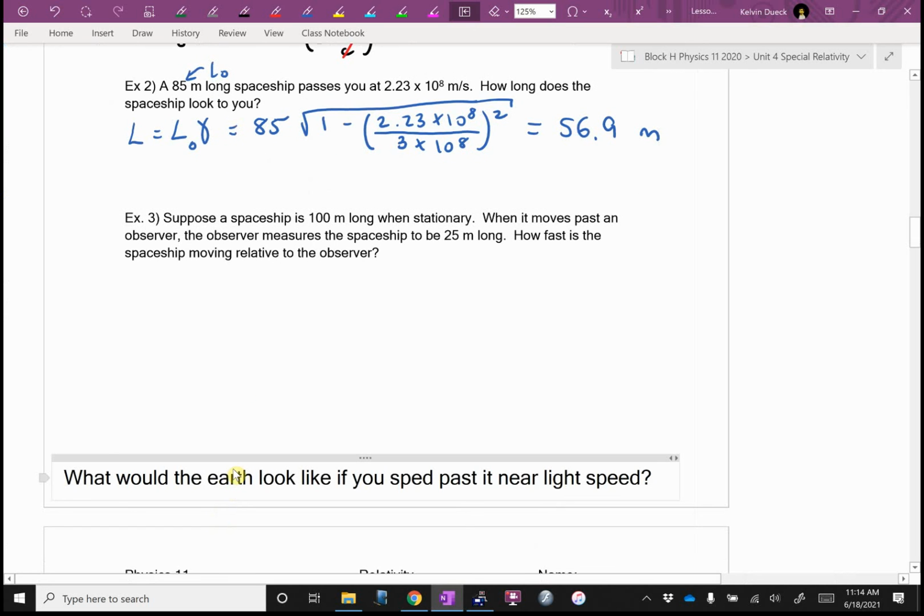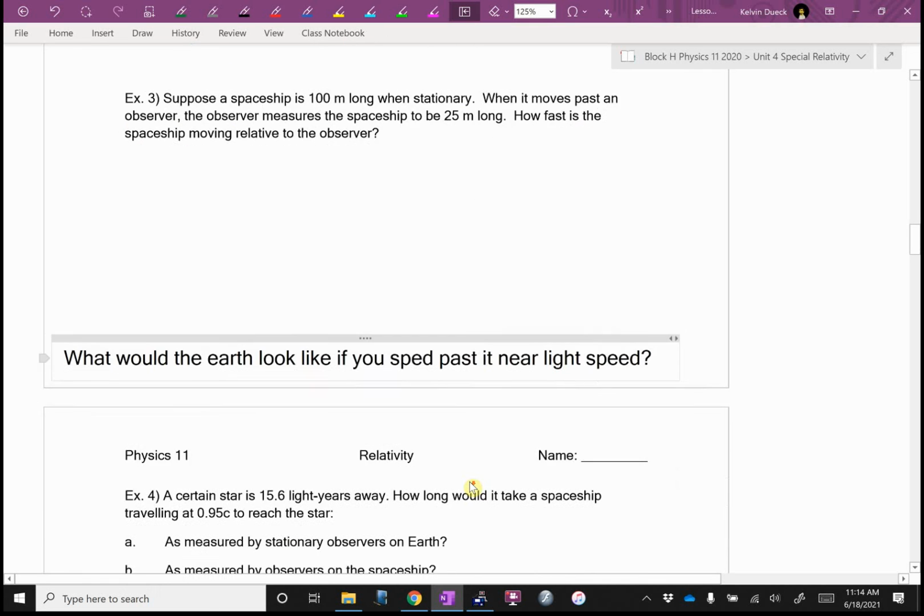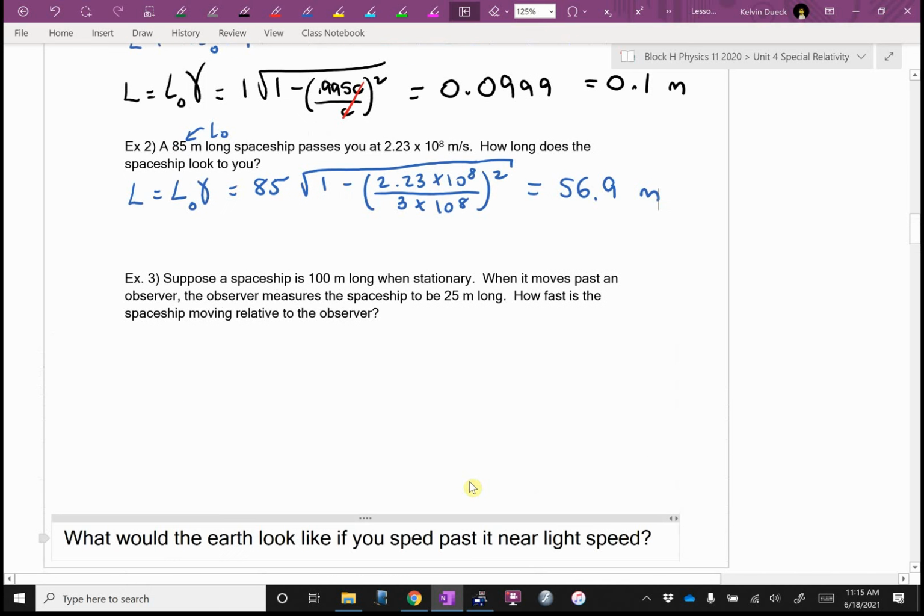So I wrote down here, what would the Earth look like if you sped past it near light speed? You asked the question before I got to it, but I thought it was a good segue. We're going to do example 3, and then we're going to pause for the day. So suppose a spaceship is 100 meters long when stationary. That 100 meters, is that L or L0?